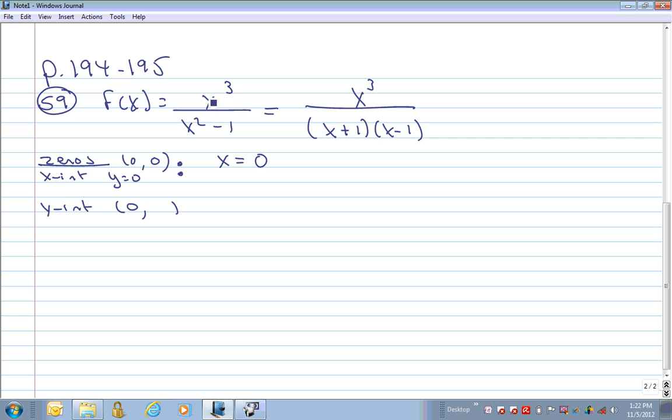That's when x is 0. So if I made this x a 0 and you made this x a 0, this would be 0 over negative 1, which would just be 0. So that's both our x and our y-intercepts.